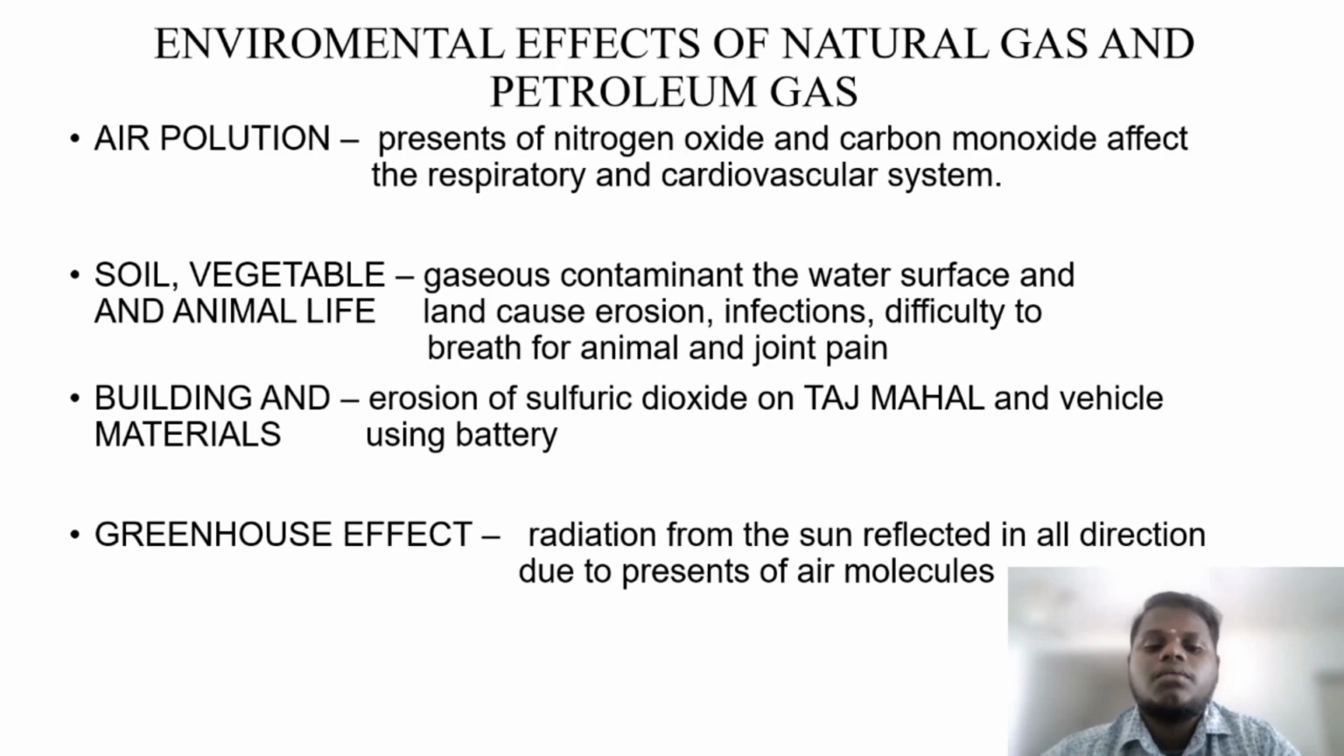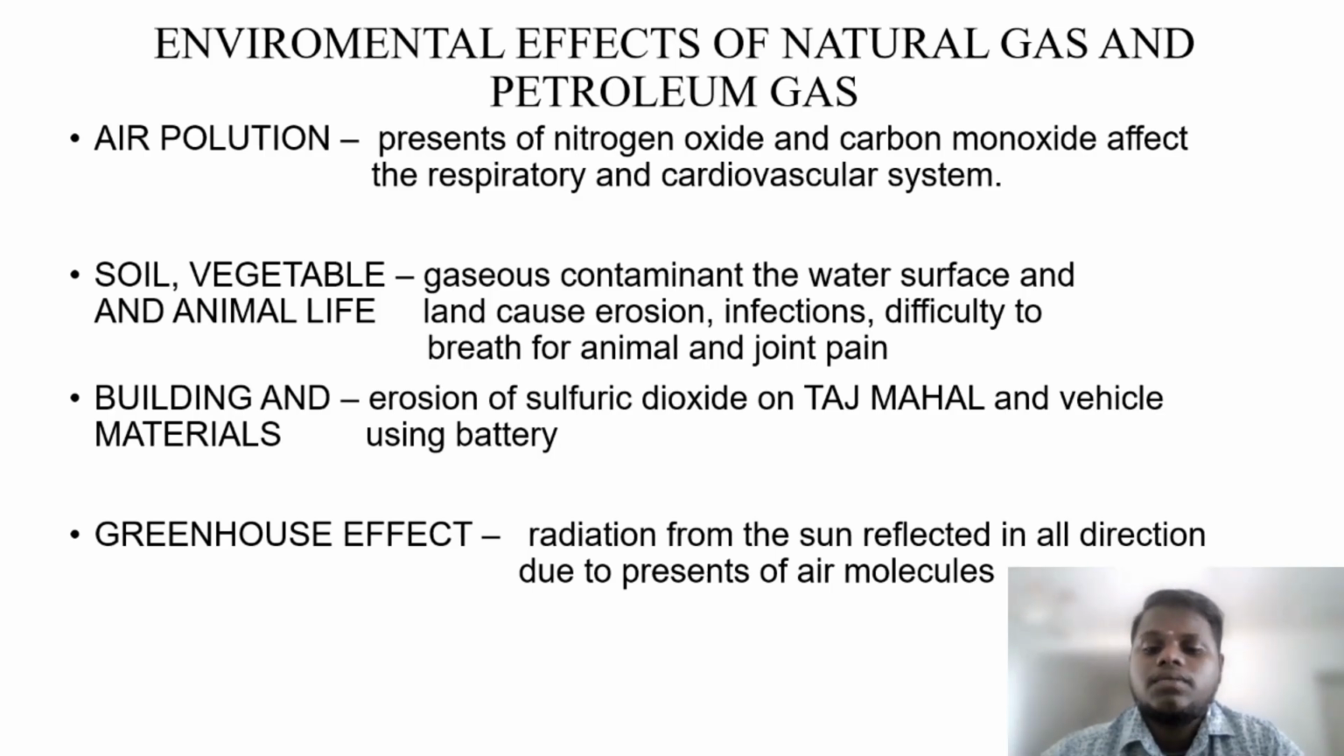The third effect is about buildings and also materials. So erosion from sulfur dioxide on the Taj Mahal and also vehicles using batteries. The presence of sulfur dioxide can cause the Taj Mahal to be affected because the Taj Mahal is made of marble. And the final is about the greenhouse effect.